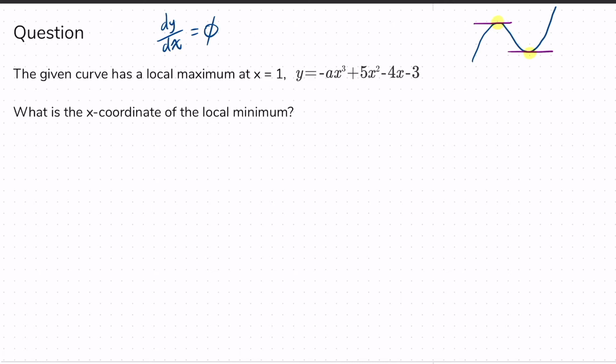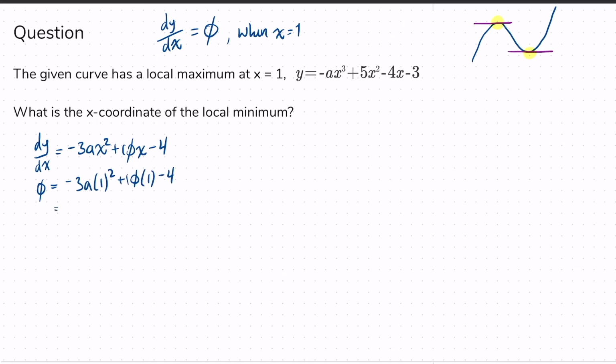Now, this question is telling me that dy/dx is equal to 0 when x equals 1. So what I'm going to do is differentiate y with respect to x. I get negative 3a x squared. And now I know that this is equal to 0 when x is equal to 1. Just going to carry on solving this. 10 minus 4 is 6. Now I know what a is.